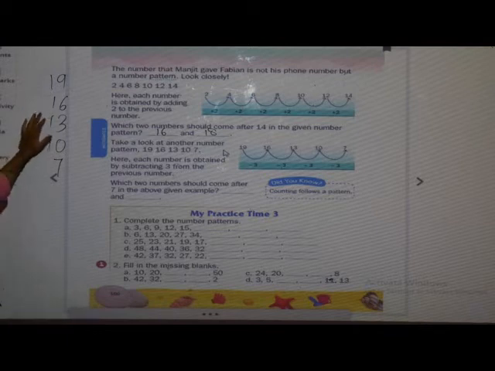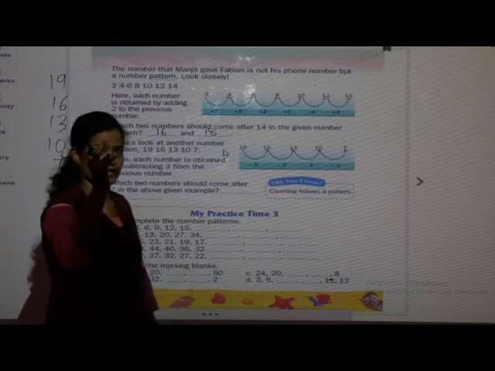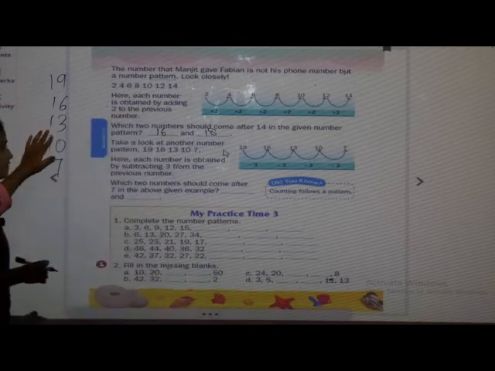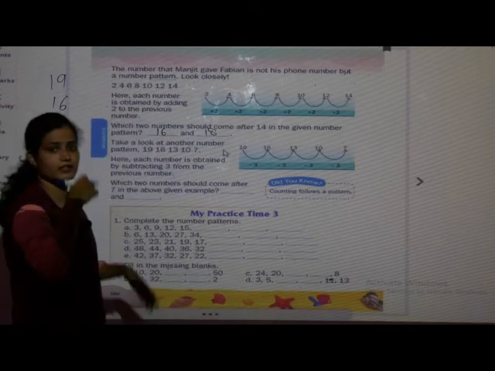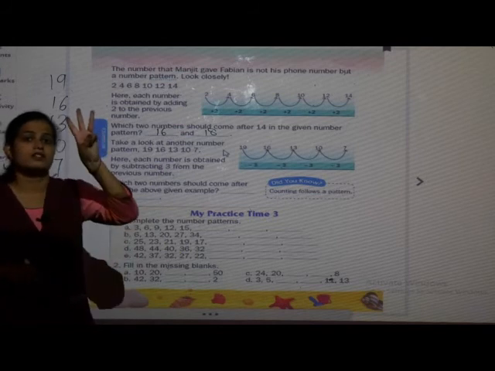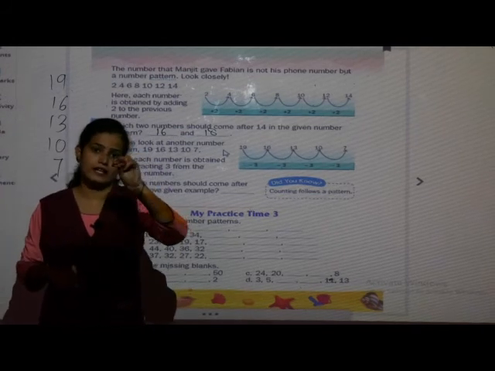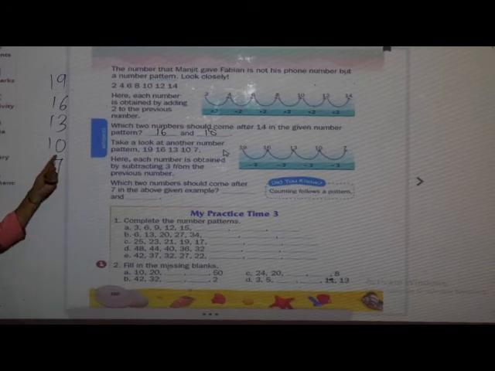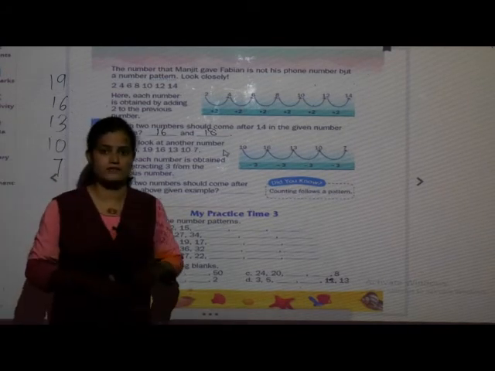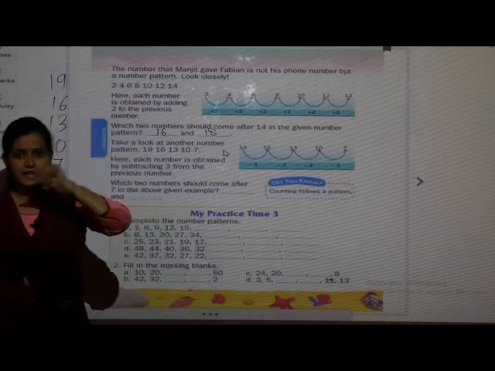16 बिफोर यू काउंट 3 fingers, 15, 14, 13. So 13 is there. Okay, then before 13 you count 3 fingers, 12, 11, 10. So here 10 is there. Okay, then again before 10 you count 3 fingers, 9, 8, 7. So 7 is there. Okay, so what we have done, we have subtracted 3 from the number.